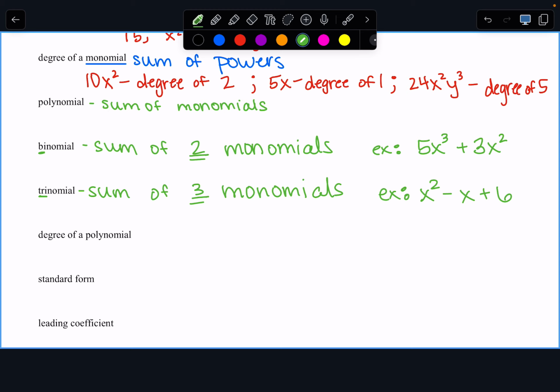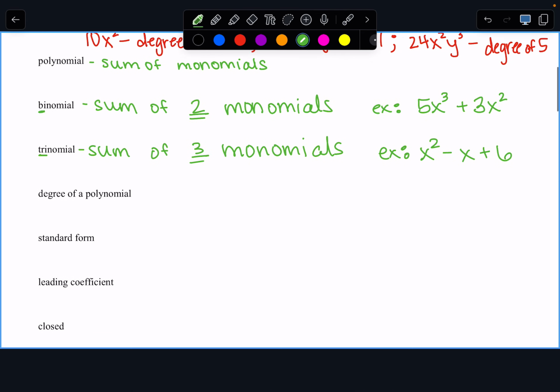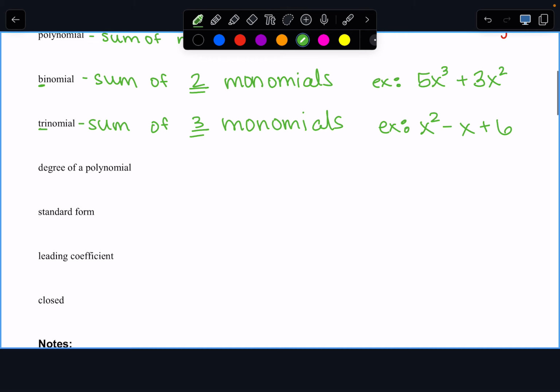Okay. Now, if I ask you for the degree of a polynomial, okay? A polynomial means there's like, dang, that just popped all the way. I think it's in Camden's lap there.